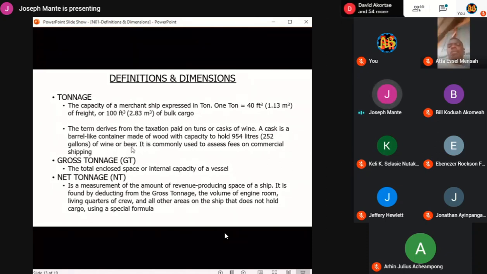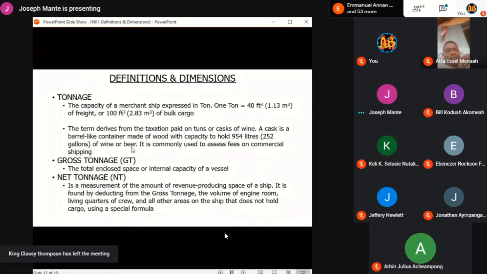Now the net tonnage is the space that will actually give you money. You understand? Because the engine room will not give you money. But the other part, maybe a space where you have dry cargo in it, that is what will give you money. So the net tonnage is a measurement of the amount of revenue producing space of a ship. Some spaces, like the accommodation spaces where you go and sleep, will not fetch the owner any money. But there are some cargo spaces that will fetch the owner more money. That is what sometimes he is interested in.